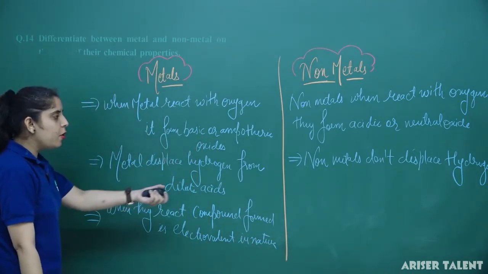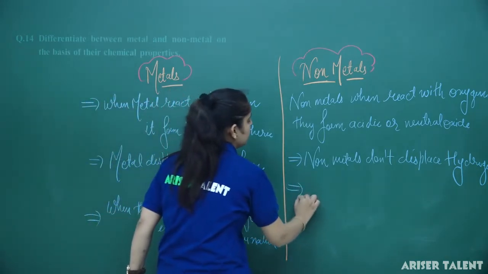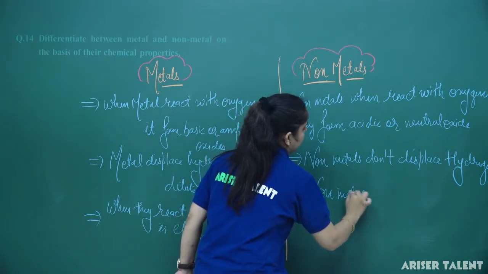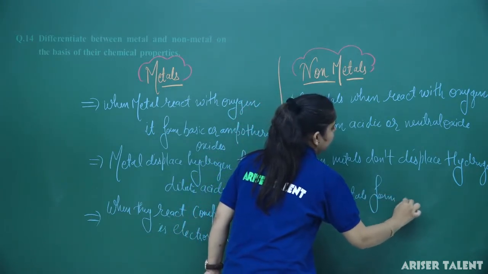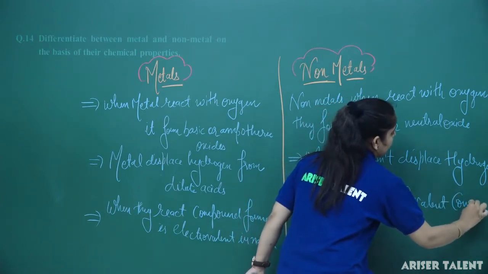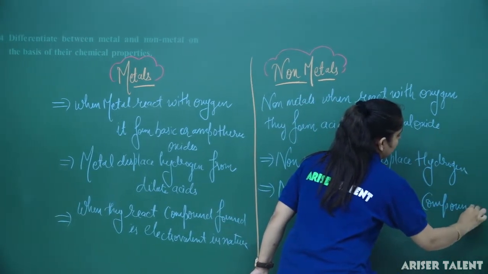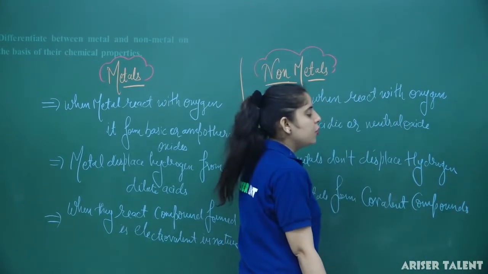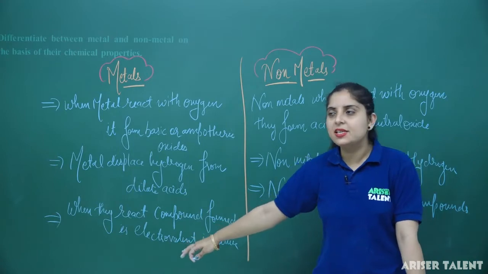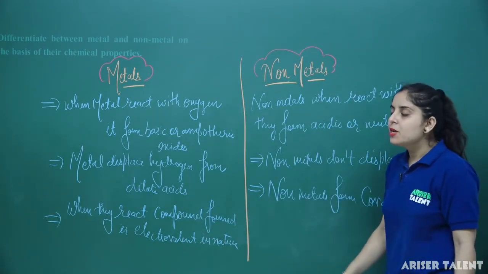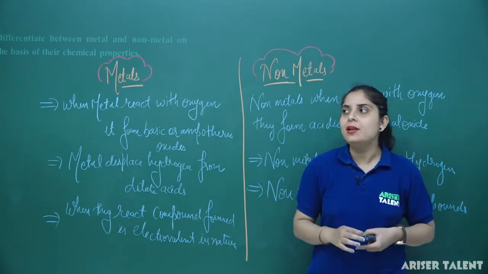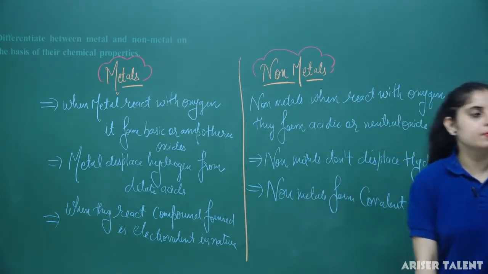But whenever a non-metal reacts, it is going to form covalent compounds. Clear? So a metal forms a compound which is electrovalent in nature, and a non-metal forms a covalent compound. So these are the three distinguishing points which are used to categorize metals and non-metals. Just copy this from here.